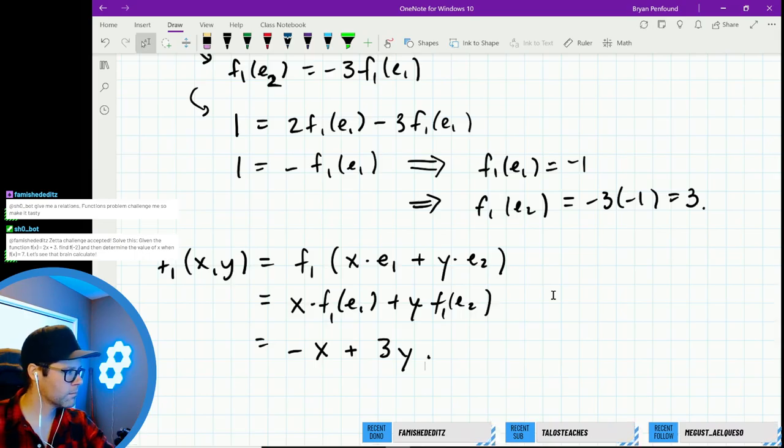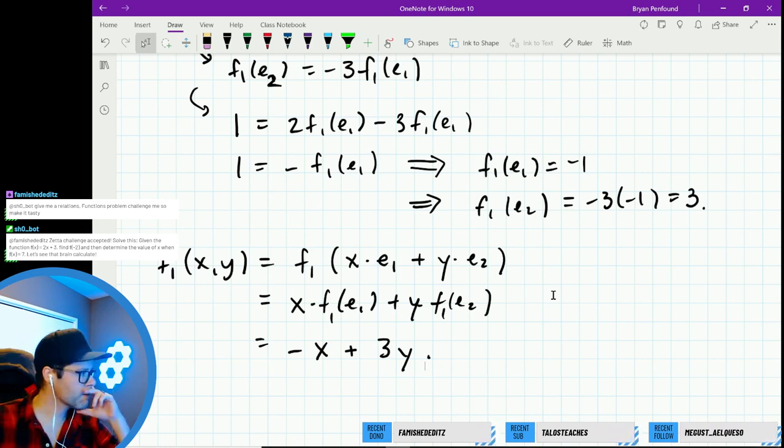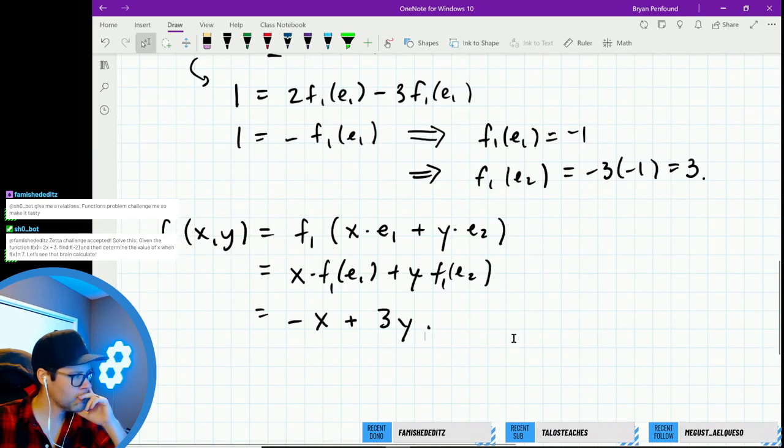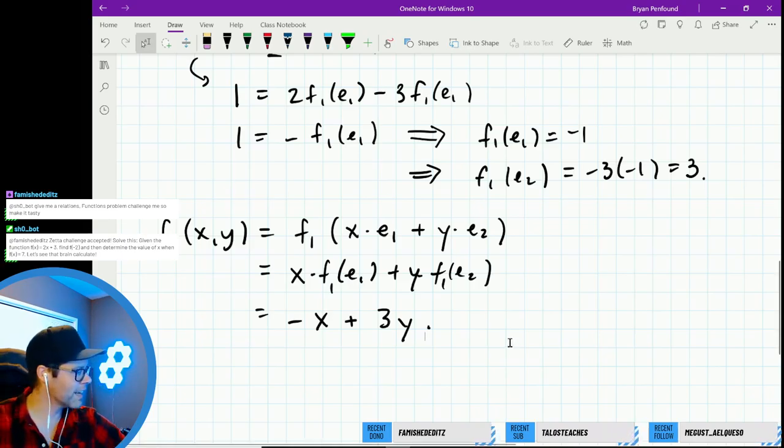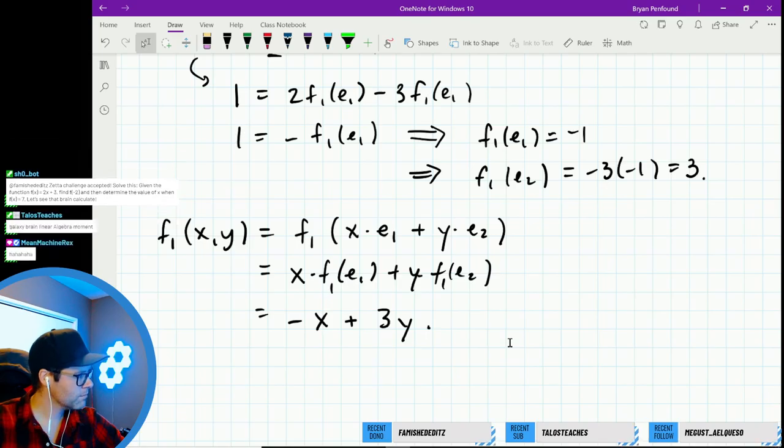Zeta challenge accepted. Solve this. Given the function at checks, say outer is 2x plus 3. Find F2, and then determine the value of x when it checks Breda. Let's see that brain calculate. Poor show. Just can't read mathematical content yet. Galaxy brain linear algebra. Okay, focus.